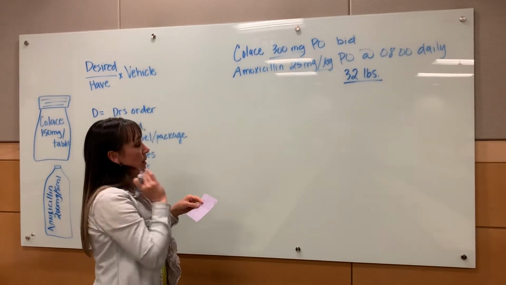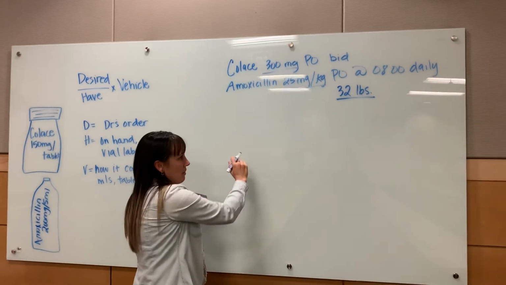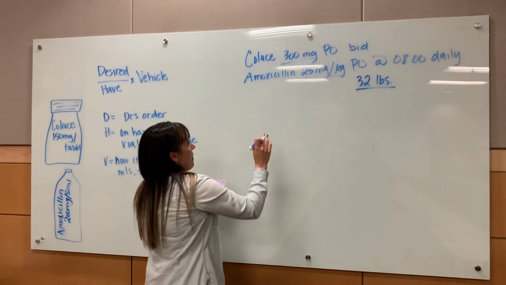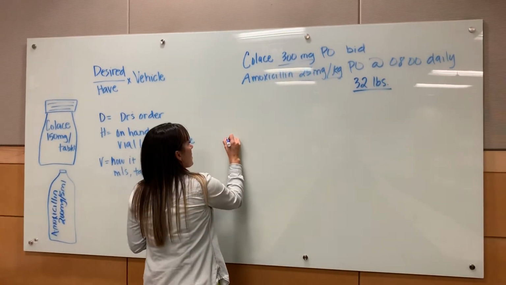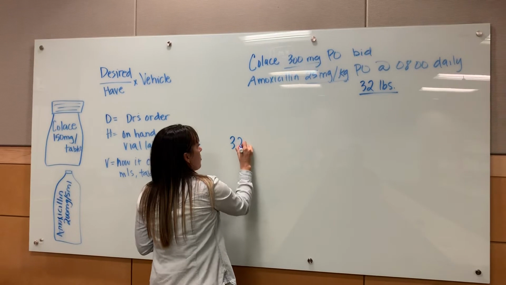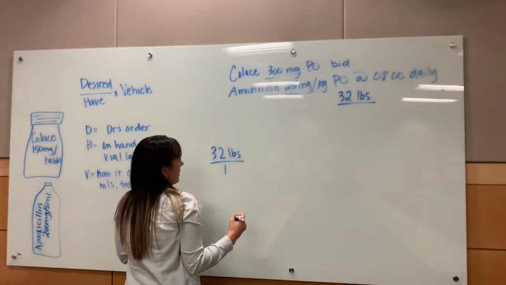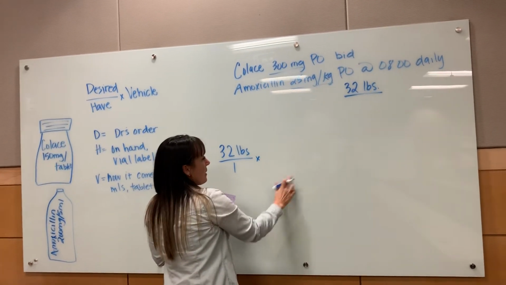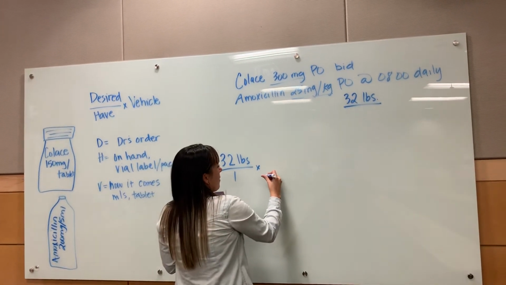Okay, so remember with dimensional analysis, we want to have something on the top and something on the bottom that we want to cancel out and get rid of. I always start with my pounds. It always seems to work out just fine. So if we have a patient that's 32 pounds, we're just going to put that over 1 because it's not really related to anything. We're going to multiply that by something in pounds down here because I want to get rid of pounds.